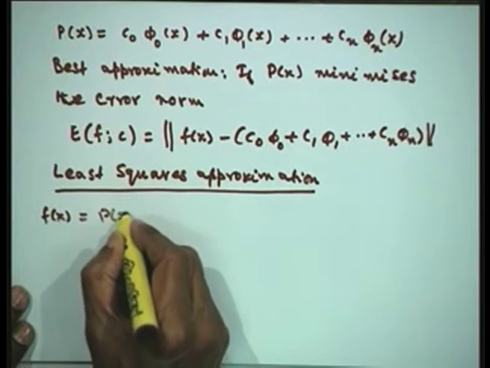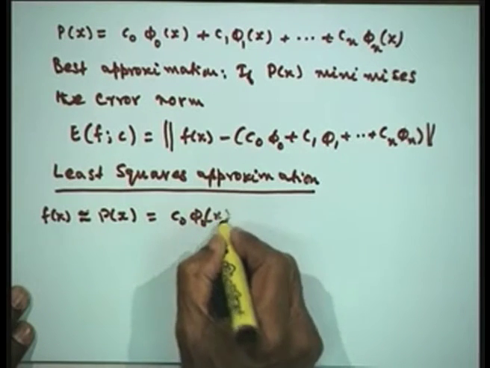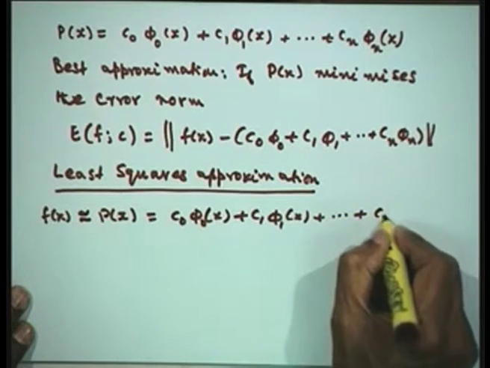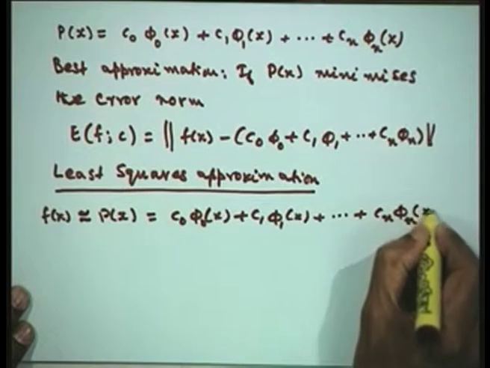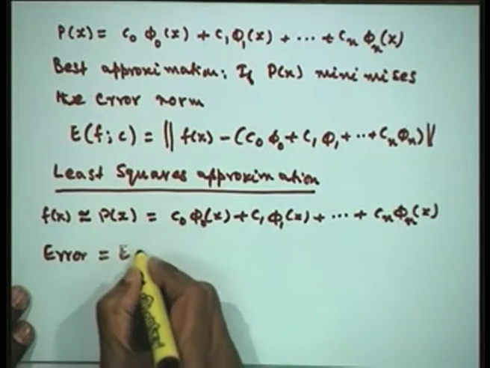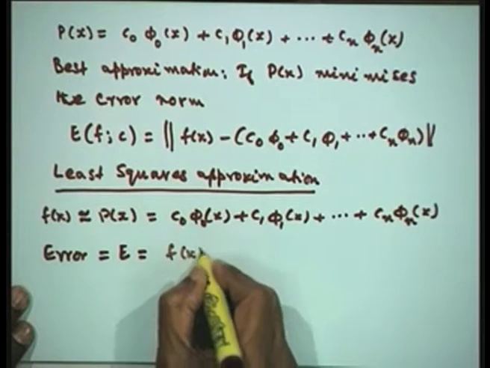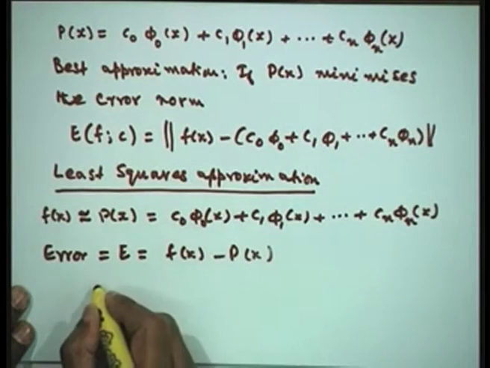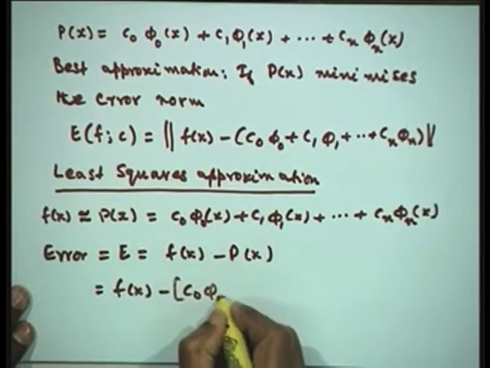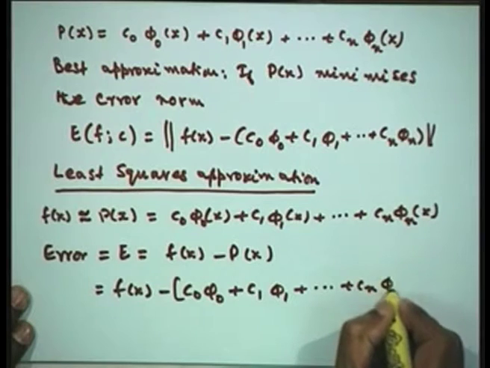f x is approximately p x, that is c naught phi 0 x plus c 1 phi 1 x plus so on c n phi n x. Let us denote the error as simply E. I will write it as only E, that is inside this norm. So, that is f x minus p x, that is f x minus c naught phi naught plus c 1 phi 1 plus so on c n phi n.